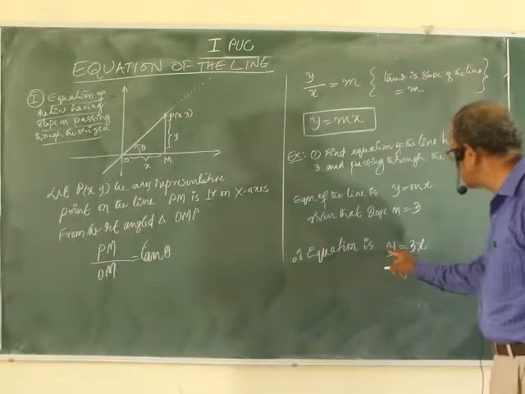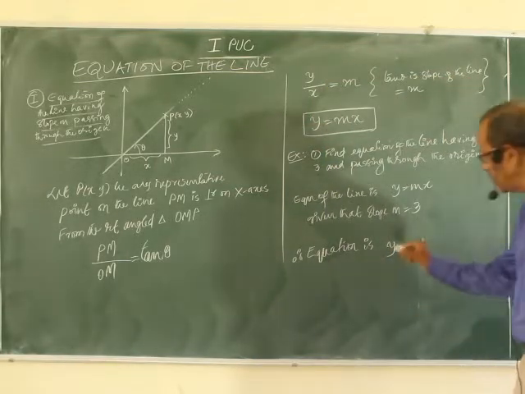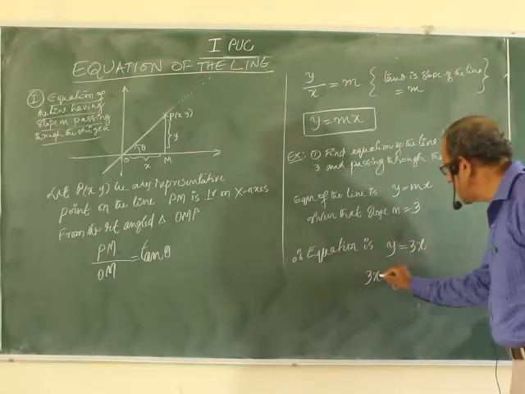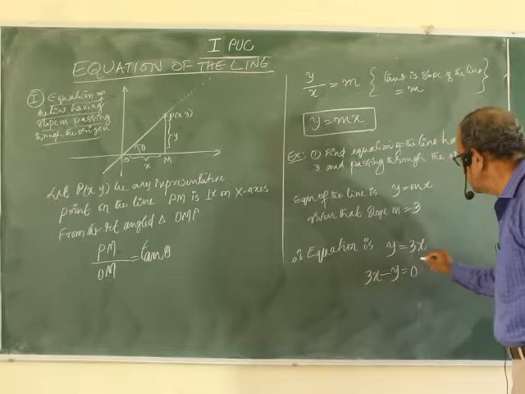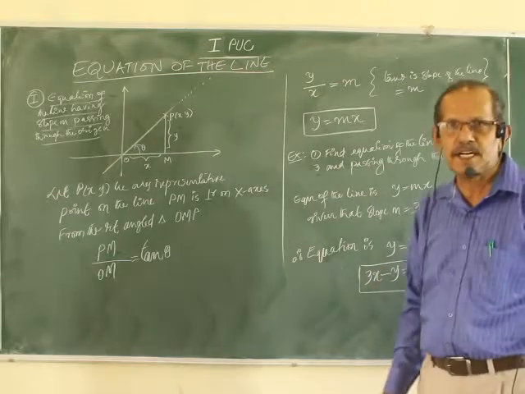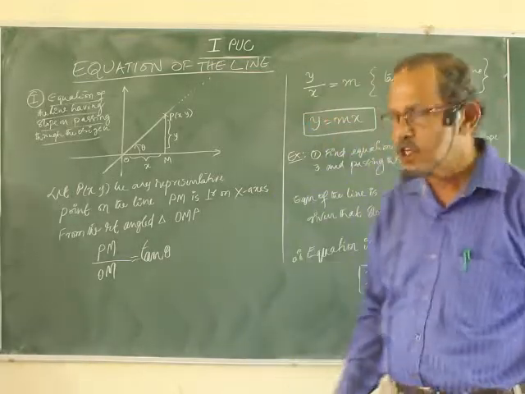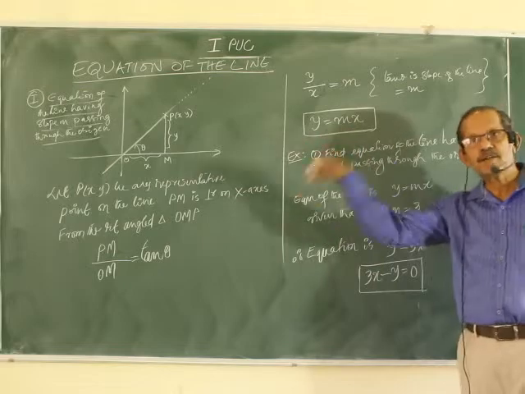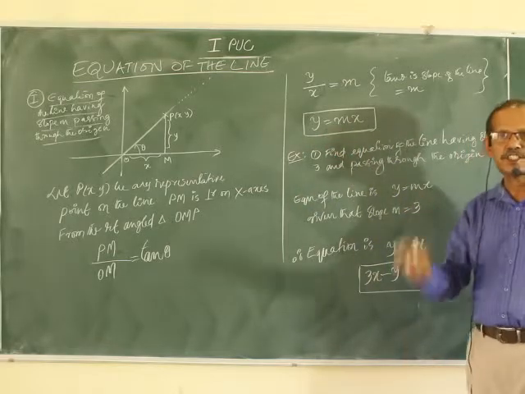Therefore equation is y equals 3x. And usually we write x term first, next y term. This is the usual procedure of representing the equation of the line. Over. So don't write anything in the place of y and x because you are writing the equation, no? So write as it is.